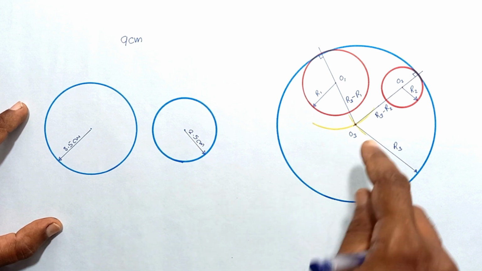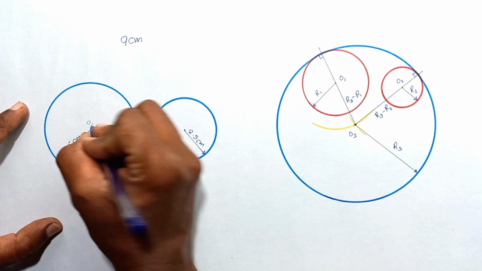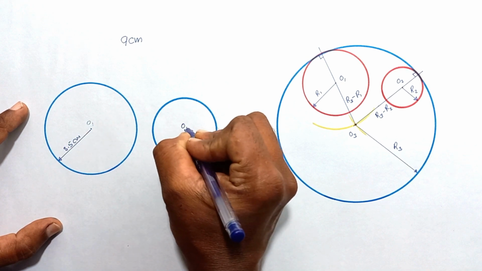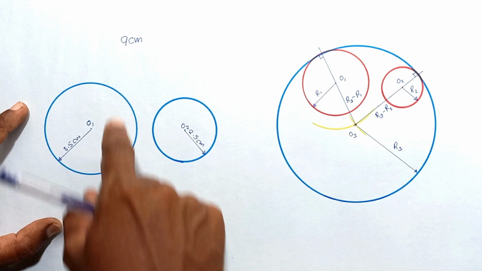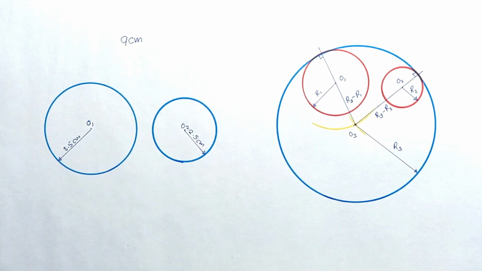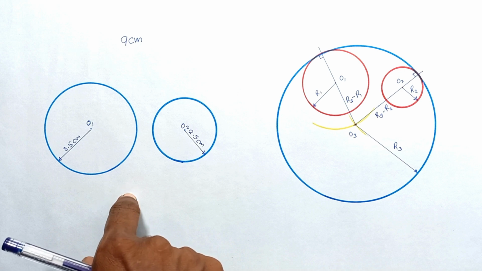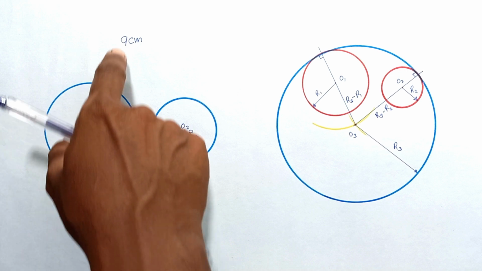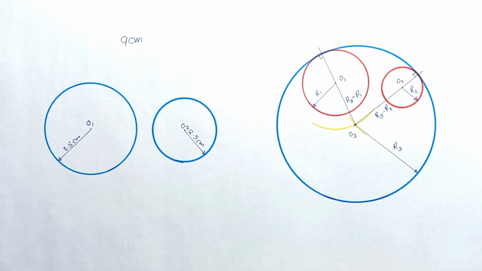First we have to locate the center of the arc. Just mark this center point as O1. This is O2. From O1 to the center point, the distance is equal to 9 minus 3.5, 5.5 centimeters. From O2 to this center of the arc, the distance is equal to 9 minus 2.5. The distance is equal to 6.5 centimeters.